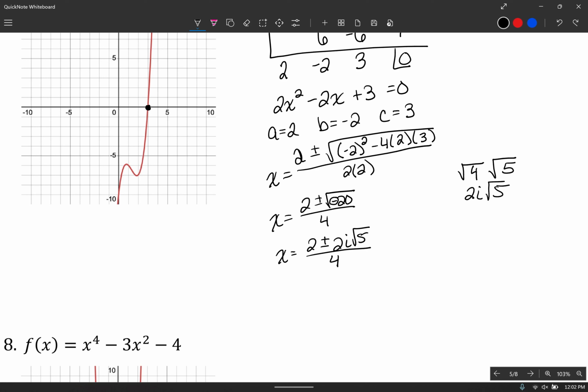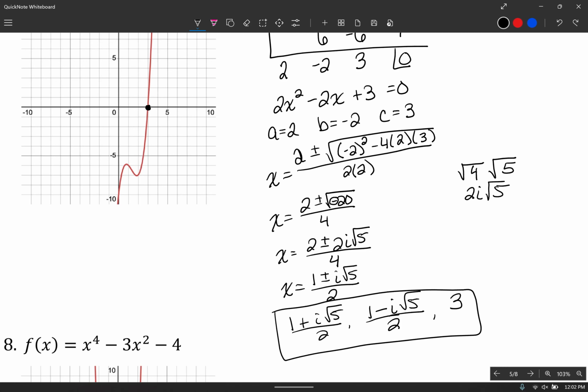That will reduce. Everything reduces by 2. So 2 divided by 2 is 1. Plus or minus 2i square root of 5 divided by 2 is i square root of 5. And 4 divided by 2 is 2. So my answers are 1 plus i square root of 5 over 2, 1 minus i square root of 5 over 2. And then I also had 3 as one of my zeros.